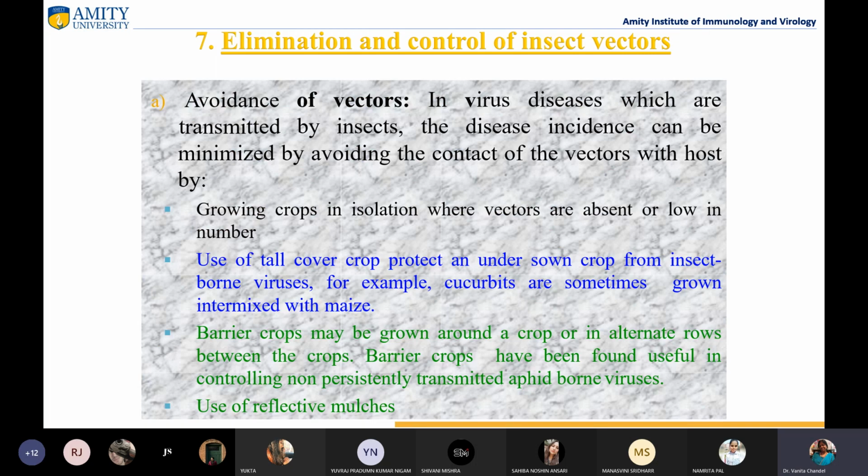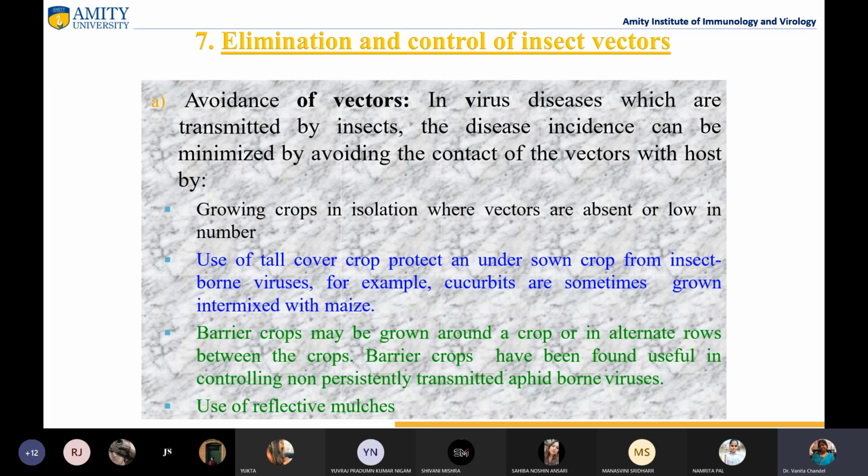Then elimination and control of insect vectors. This is very important because plant viruses are transmitted by vectors. So if we can manage the vectors, we can manage the plant viruses also. There is no chemical control for viruses, but chemical control is certainly there for the vectors. So we can use those chemicals in recommended doses to eliminate the vectors.